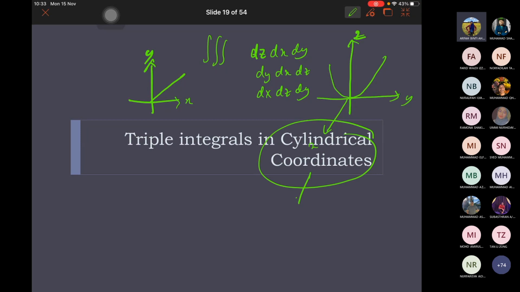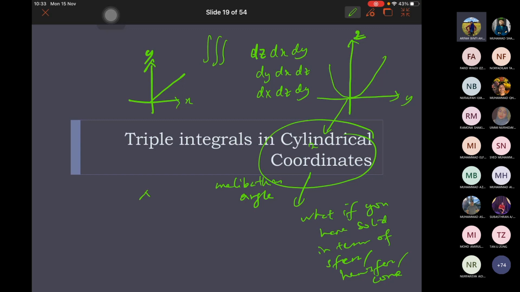Okay, tapi in cylindrical coordinates, what if you have a solid in terms of sphere, for example, or hemisphere or cone or something like that. Anything yang melibatkan angle, that is sudut. So for example, if you have the solid in the form of a hemisphere like this, susah kan kalau kita nak guna x, y, z biasa. That's why in this case, kita akan change kepada cylindrical coordinates yang mana awak akan ada dia punya radius dan awak akan ada dia punya angle, theta. Just like what you have learned in double integral, changing into polar form.